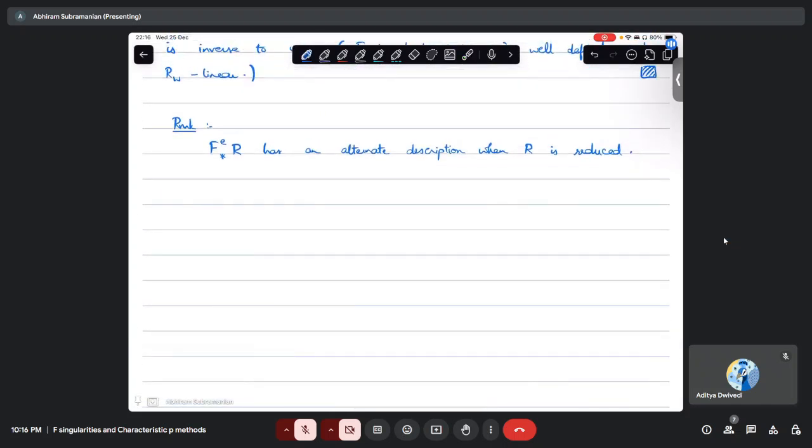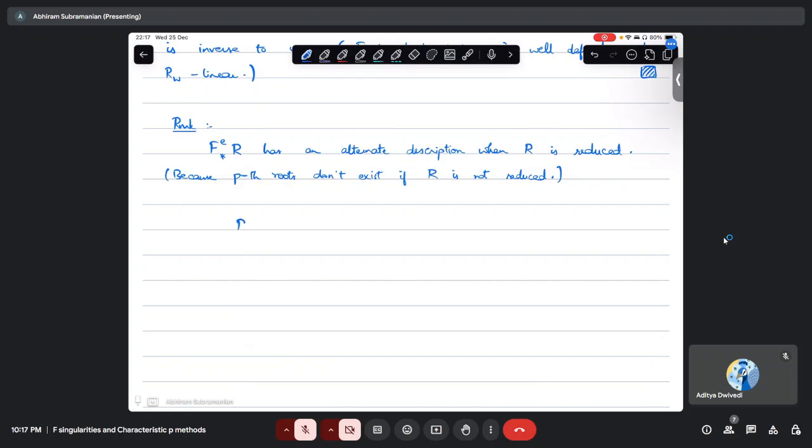The reason is because pth roots don't exist if R is not reduced. You have nilpotence, and nilpotence will mess things up. But if R is reduced, then we can look at a nice description.